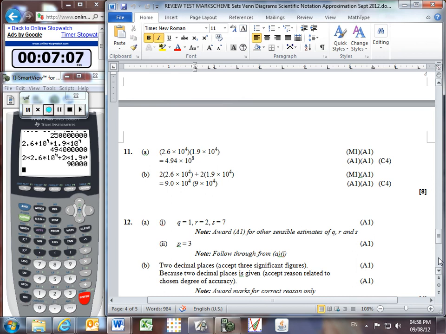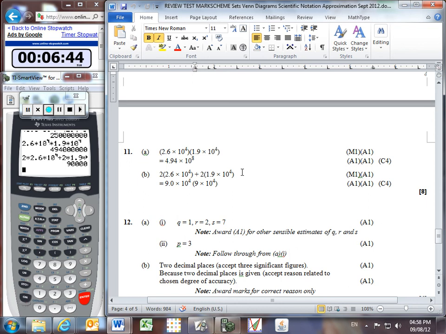It's amazing that they can give 4 marks for something so short, but they've given a method mark for knowing that we should substitute in the scientific notation numbers, and then an answer mark for accurately substituting them, and then 1 mark for the 4.94, 1 mark for the 10 to the power of 8. In the second one, again, 1 method mark for demonstrating how we've substituted into the perimeter.